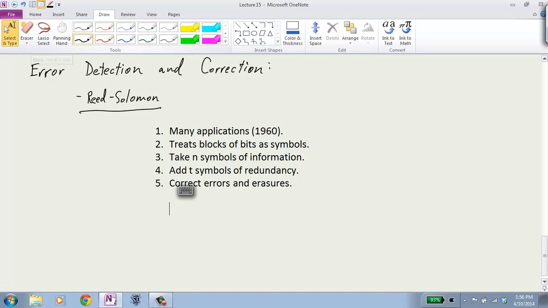Okay, so it can correct as long as 2 times the number of errors plus the number of erasures is less than or equal to t. So t, remember, is the amount of redundant symbols you wrote in. And as long as you satisfy this in terms of the number of errors and erasures, then the Reed-Solomon code can correctly decode.